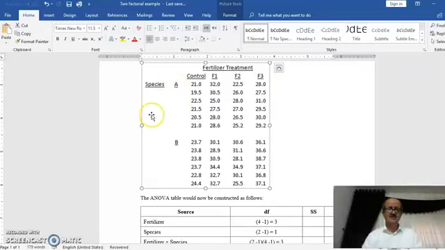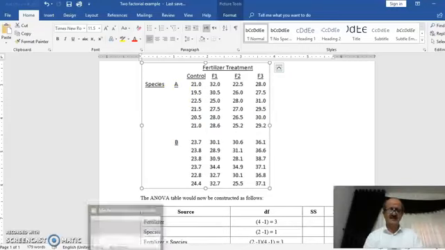So the treatments in the factorial experiment are the combinations of the levels of the two factors, which is 2 by 4, which is 8 treatments. Each treatment was replicated 6 times. Therefore, we have 48 observations, or 48 experimental units, in this experiment. Now we will see how to enter the data.